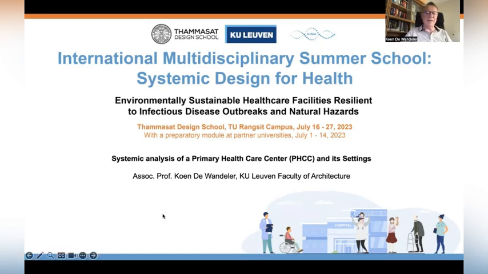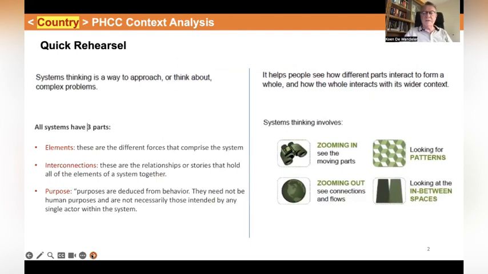This afternoon, I will share with you how to conduct a systemic analysis of a primary healthcare center and its settings. Now, we already had the lecture on systems thinking, and in a quick rehearsal, we can look at the following. Systems thinking is basically an approach, a way to analyze very complex problems. Healthcare systems are extremely complex, and we usually only know the part of the patient.